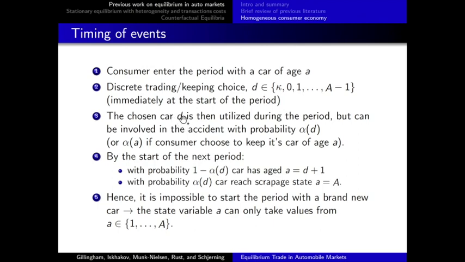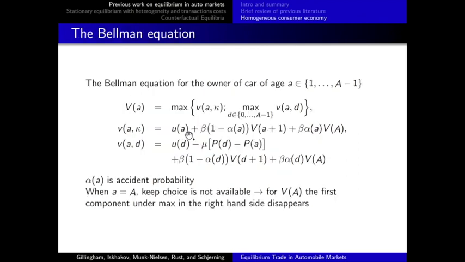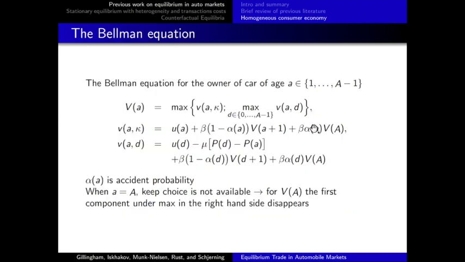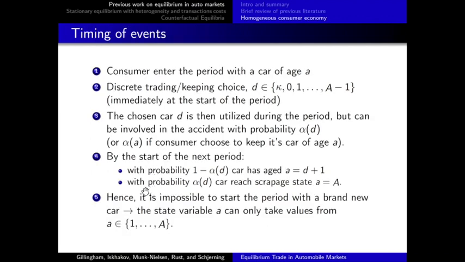Then the chosen car is the car that's utilized. As you can see here, this is what you get utility from. And then it could potentially be involved in an accident, so that's why you have these accident probabilities here, giving different outcomes with respect to your car. Either it will just be aging by one, or it will be a clunker. Then by the start of the next period, it will age, or if there's an accident, it will just be the clunker.